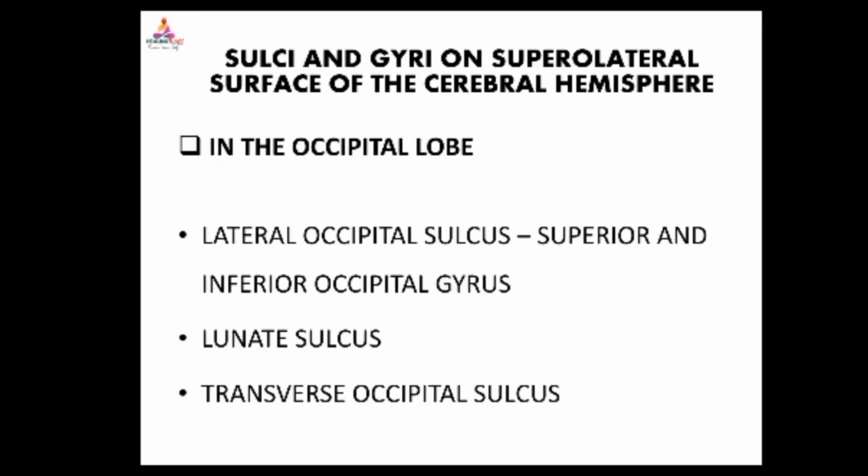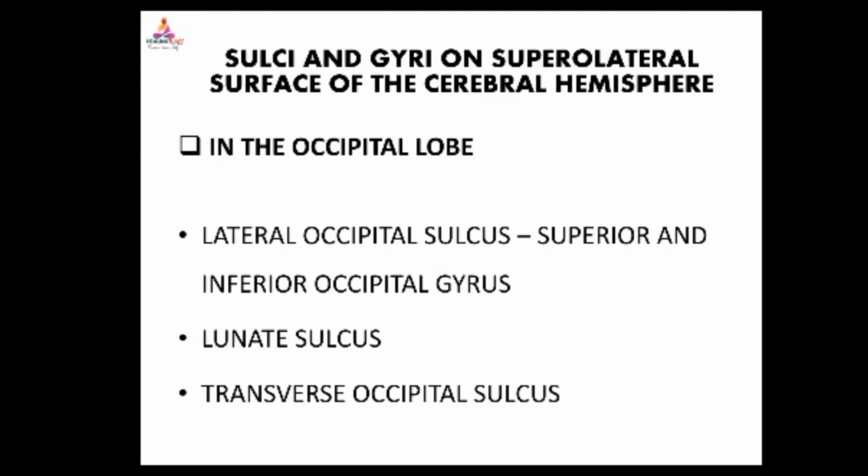Next is the occipital lobe. The occipital lobe possesses three rather short sulci: lateral and transverse occipital sulci and the lunate sulcus. The lateral occipital sulcus runs horizontally and divides this lobe into superior and inferior occipital gyri. The lunate sulcus is a C-shaped sulcus with forward convexity just in front of the occipital pole.